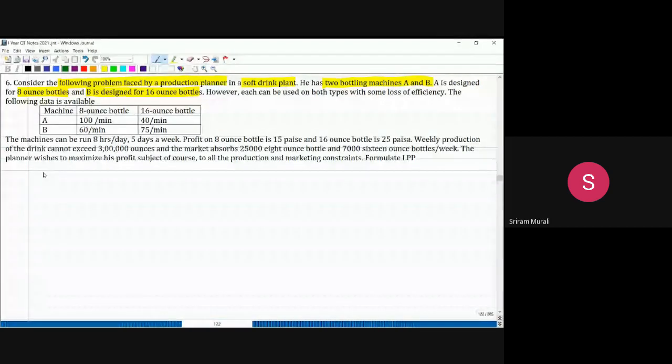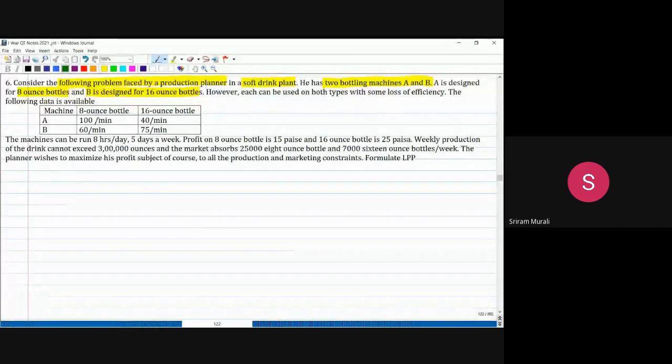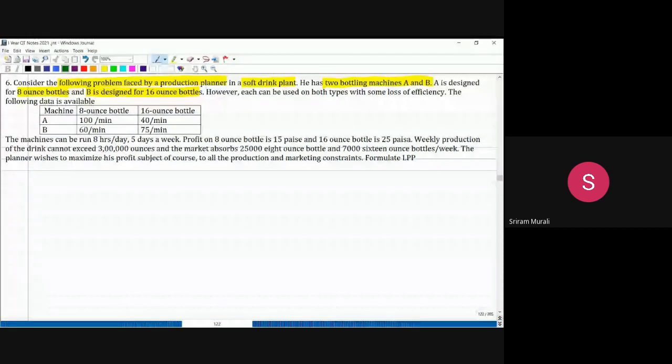So what is the processing time to produce an 8 ounce bottle on A and a 16 ounce bottle on B, which is given. Machine A produces 8 ounce bottles at 100 per minute, whereas 16 ounce bottles will be 40 per minute. B can do 60 per minute and 75 per minute. Each can be used for both, with some efficiency loss.